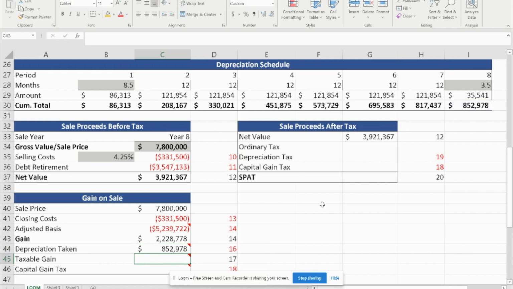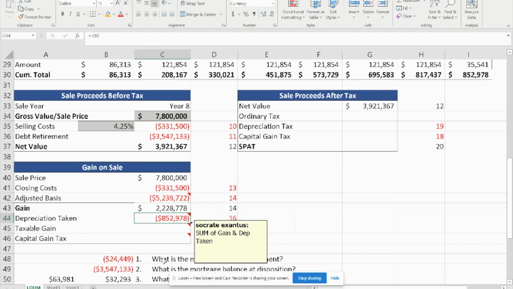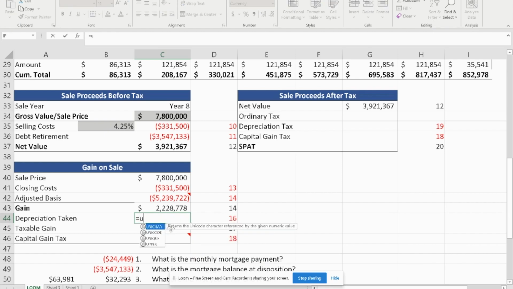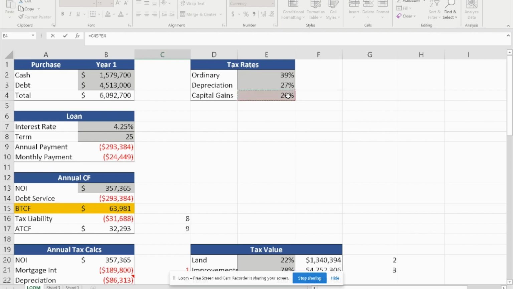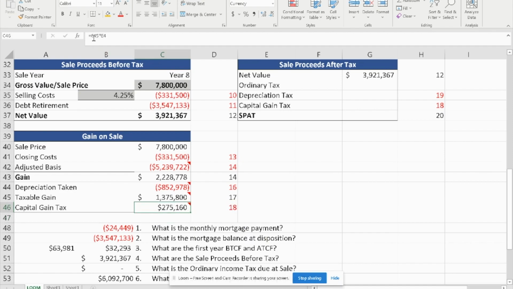The depreciation taken is simply the cumulative depreciation for all years that you held the property, but that needs to be a negative number because it is money out of your pocket. I'm going to keep everything consistent and make sure it is in red. The taxable gain is the sum of the gain and the depreciation taken, and you should have $1.3 million. The capital gains tax is the taxable gain times the capital gains tax rate. We get that way up here, 20%, and that should be a negative number because it is an expense. So your capital gains tax is $275,000.